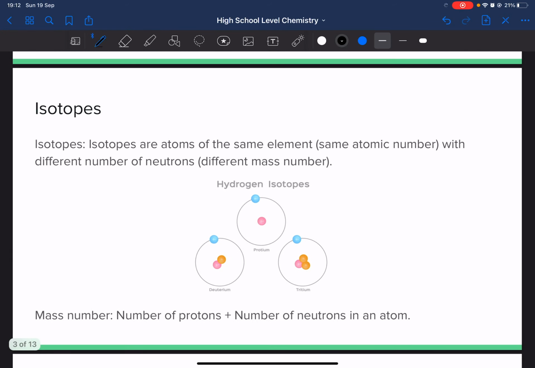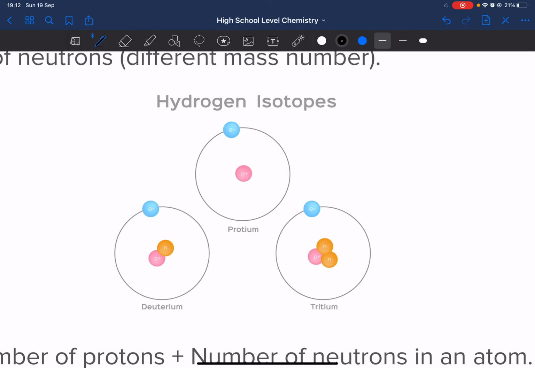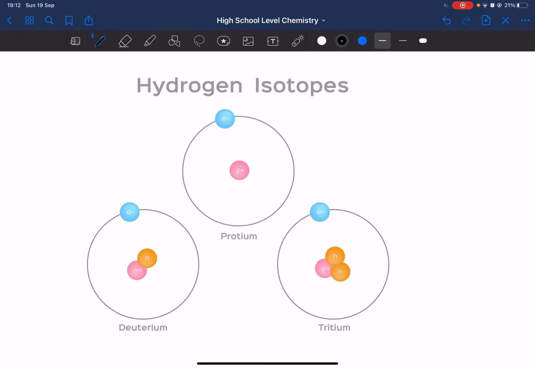So isotopes are atoms of the same element, so they have the same atomic number with different number of neutrons. So they're going to have a different mass number. And mass number is the number of protons plus the number of neutrons in an atom. So in this picture, all three atoms are isotopes of hydrogen. However, you can see that protium has 0 neutrons, deuterium has 1 neutron, and tritium has 2 neutrons. So they are all hydrogen isotopes because they have 1 proton.